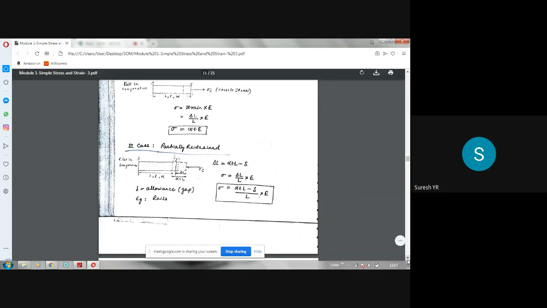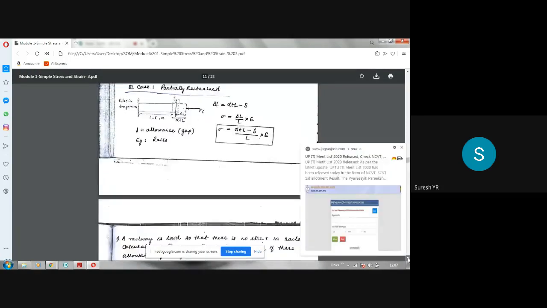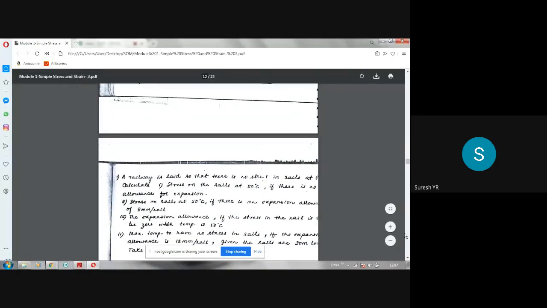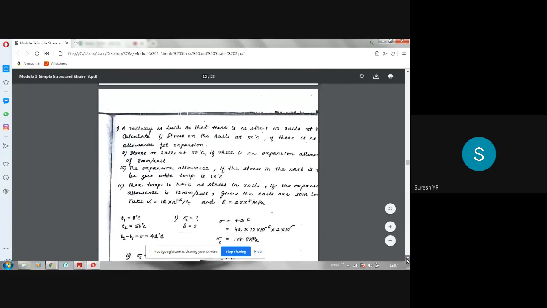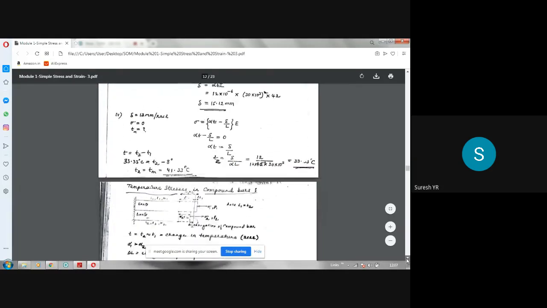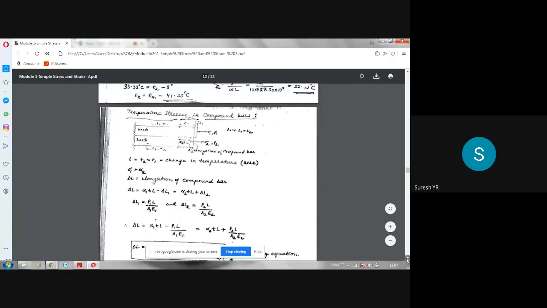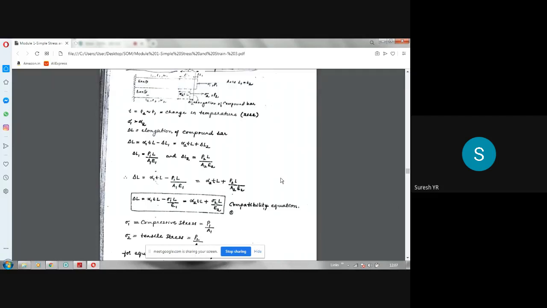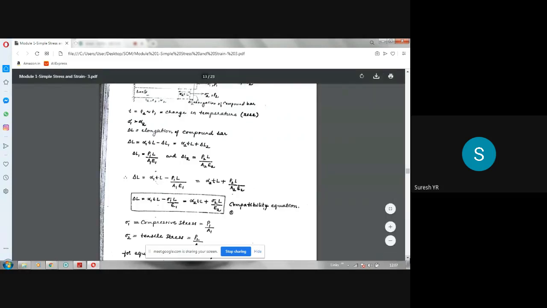I also explained to you about compound bars, how temperature stresses develop in compound bars when there is more than one bar of different material, maybe steel, copper, brass, bronze, like that. In that case, we have to find the stresses. We should use two conditions. One is the compatibility condition. The second one is the equilibrium condition.